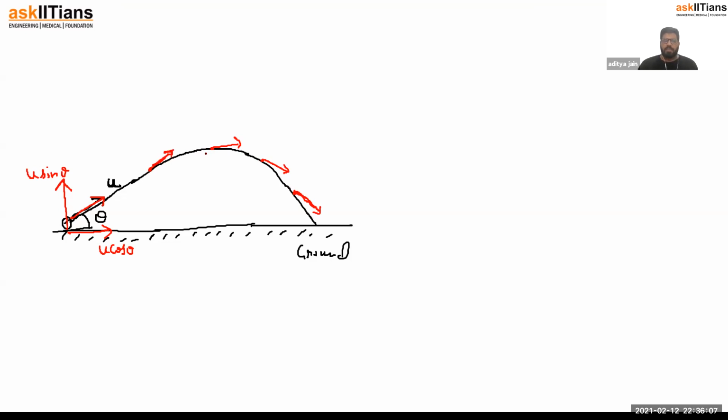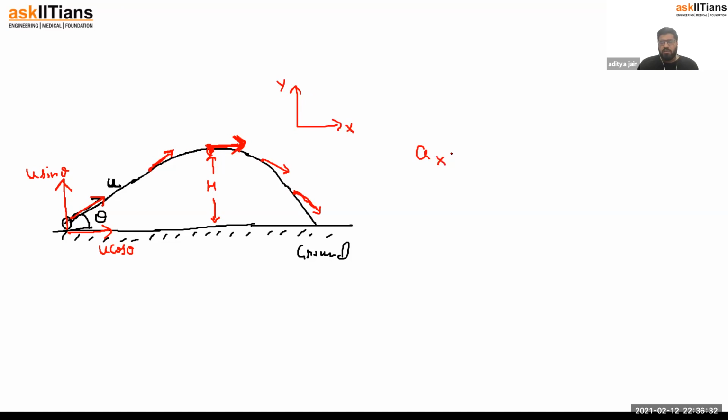And an important property is that at the maximum height, suppose this is the maximum height attained by the projectile, the velocity is horizontal. And if I talk about the acceleration along the horizontal direction, suppose we are taking by convention the horizontal direction as the x direction and the vertical direction as the y direction.